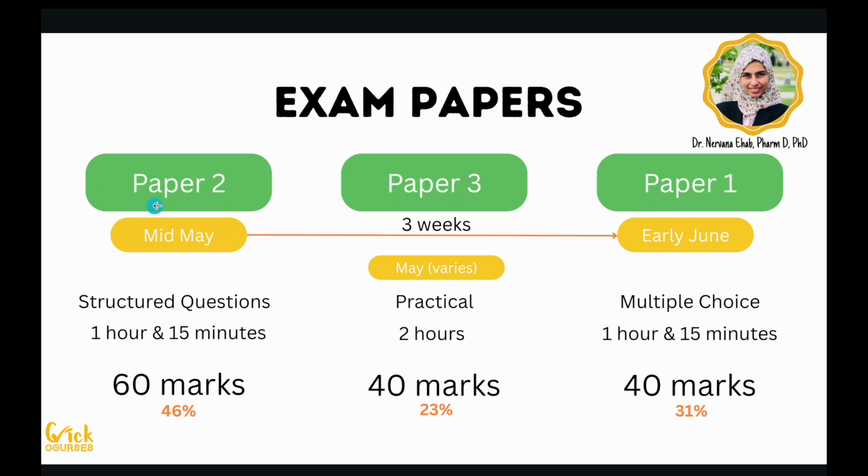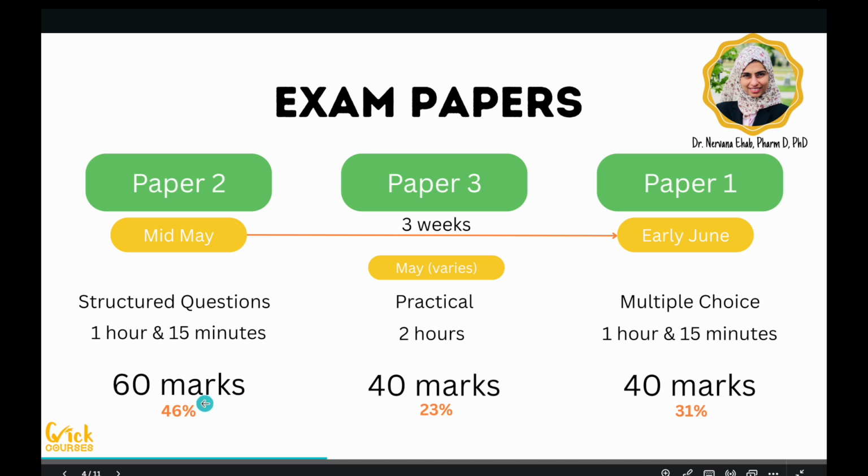Now, again, the exam papers are paper 1, 2, and 3, but I put paper 2 here first because it is the paper you're going to take first. Paper 2's exam is going to be about mid-May. It's structured questions, a written exam, really similar to your O-level paper 4. I have to say this paper is quite easy, and it's very easy to score very close to the full mark. It's 1 hour and 50 minutes and it is worth 60 marks.